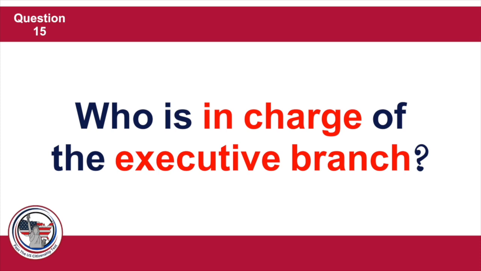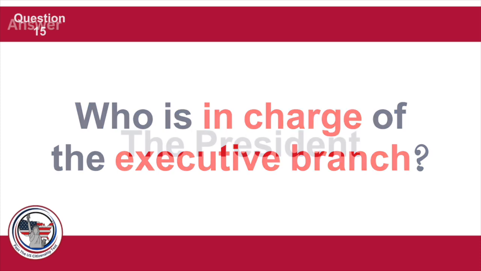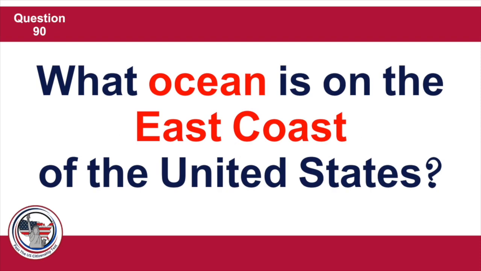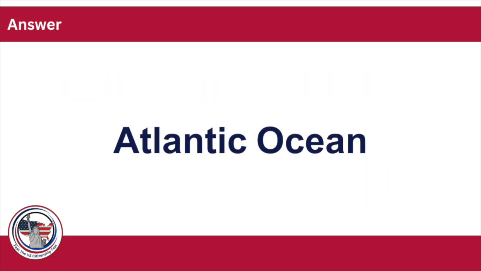Who is in charge of the executive branch? The President. What ocean is on the east coast of the United States? Atlantic Ocean.